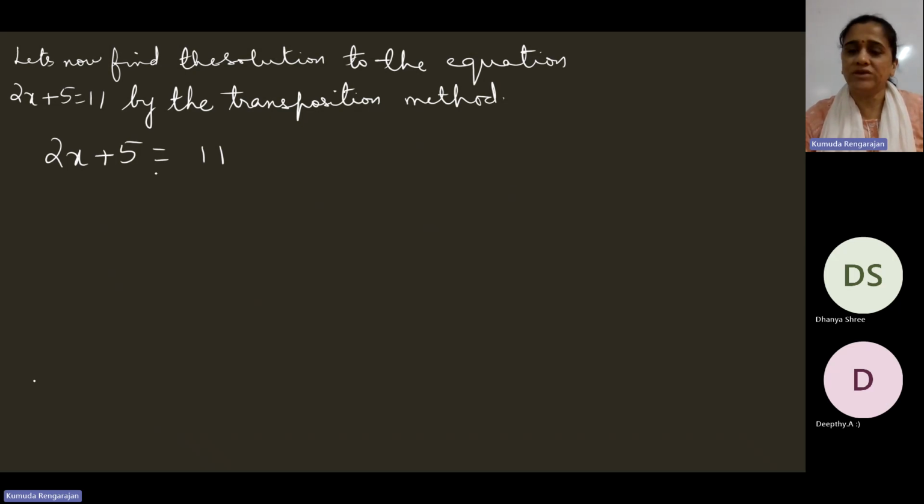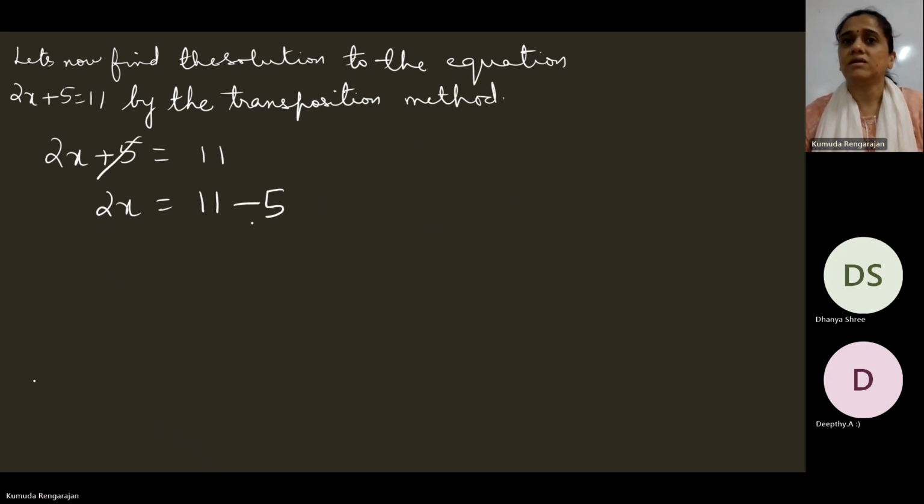Plus 5 becomes minus 5. So write everything other than plus 5. Write the equation. Don't write this plus 5. Write the rest of the equation. 2x is equal to 11. You understand? Because you have to take plus 5 to the other side. Plus 5 on the other side will become minus 5. The opposite operation of addition is subtraction.